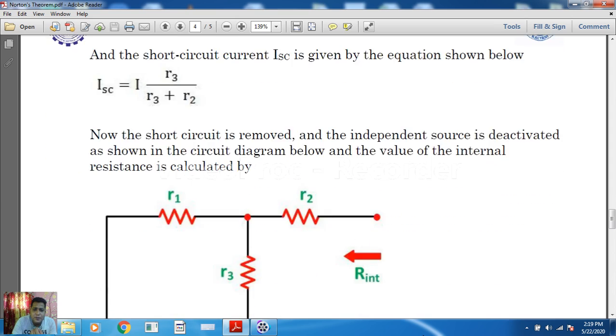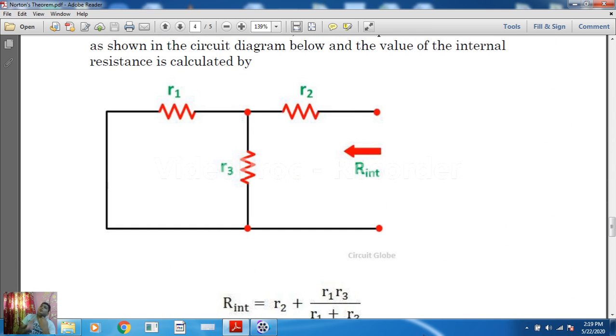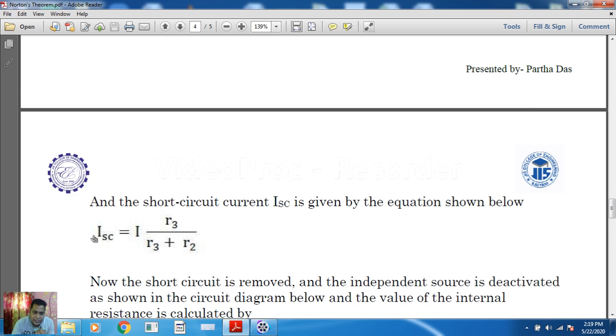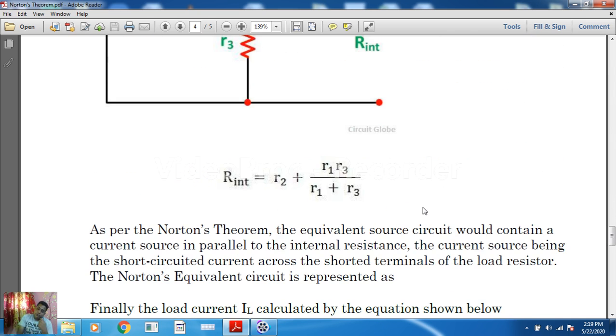In the last step, we are going to connect all the components in parallel. First we have a current Isc, that will act as a current source. There is a current symbol. With that we have the equivalent resistance, that is Rn. And initially from the circuit we have disconnected the load resistance. So we have to connect all these three components.